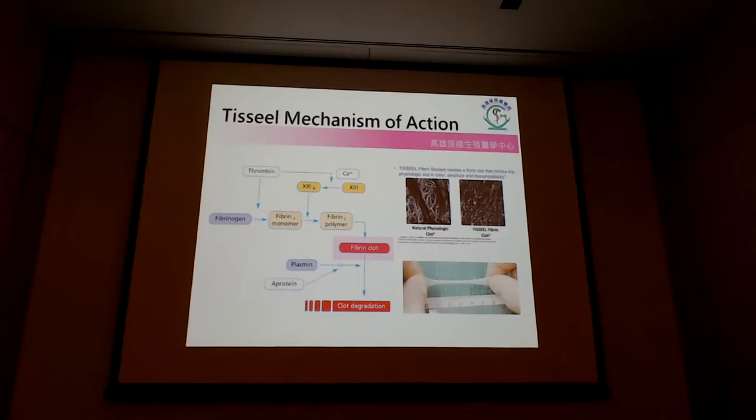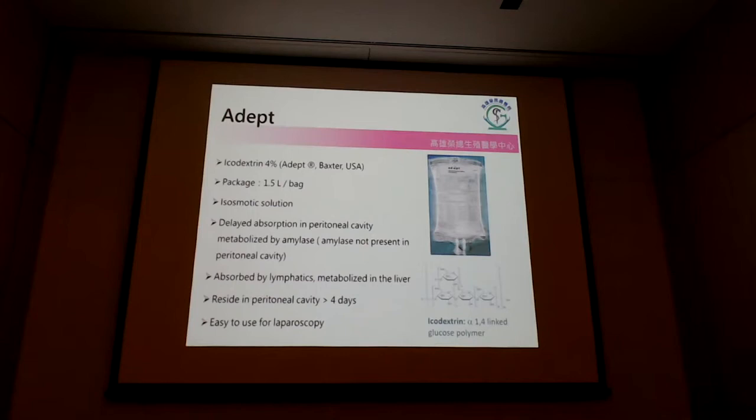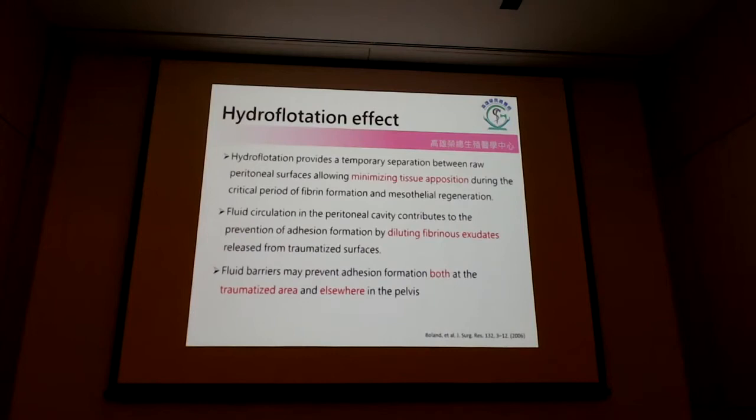Adept, 4% icodextrin, is an isoosmotic solution. It's easy to use for laparoscopic surgery, and the solution resides in the peritoneal cavity for more than 4 days. It has a hydroflotation effect, which provides a temporary separation between the opposing peritoneal surfaces, minimizing tissue apposition during the critical period of fibrin formation and the mesothelial regeneration.